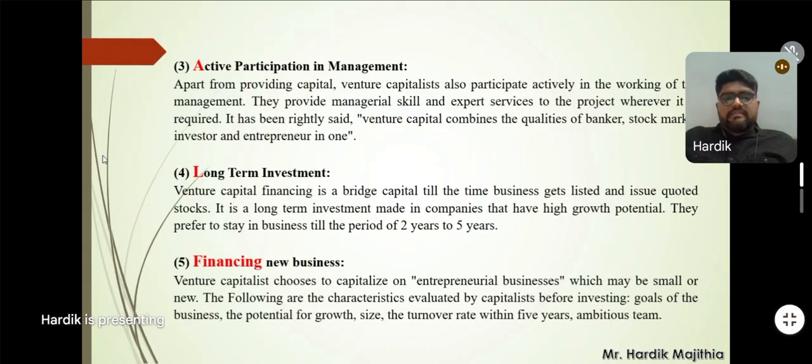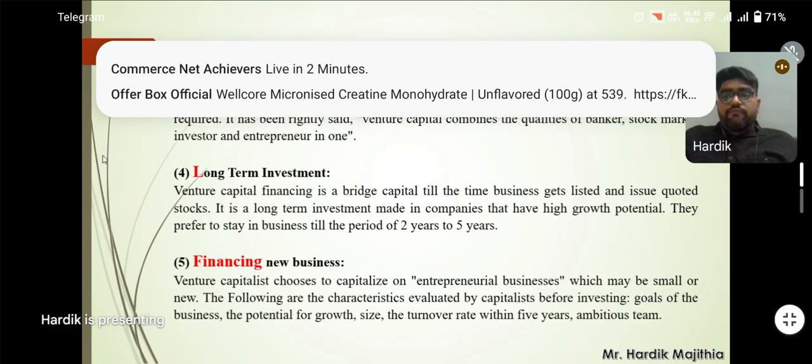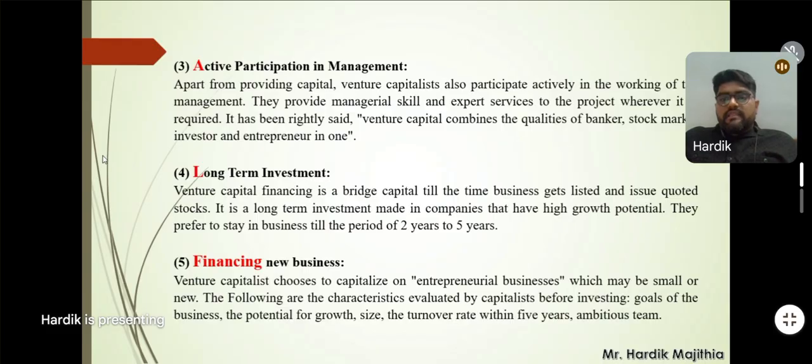And last is financing in a new business. Venture capitalists choose to capitalize an entrepreneurial business which may be small or a new one. The following are the characteristics evaluated by the capitalist before investing: goal of the business, the potential of growth, size of the business, the turnover rate within 5 years, and ambitious things. So, these are the features of venture capital.